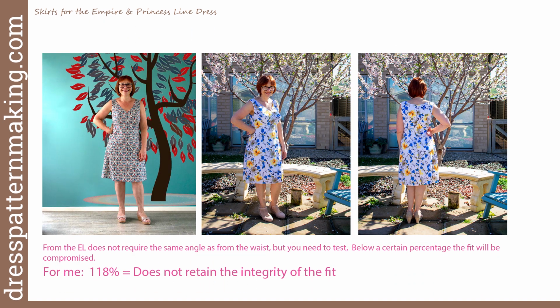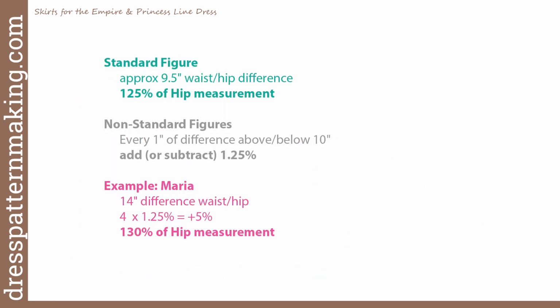The second thing is that you can go ahead and try a smaller percentage than I am giving. Feel free to do that. But, especially given that the shape of the empire line doesn't require as much flare as from the waist since it's higher up, there is a point where you will no longer retain the integrity of the fit. For me, at 118%, it is not right. It does not retain the integrity of the fit for my body. Although I have plenty of ease in the hip, I get bunching up around the bottom, above my bottom, and the fit and the shape are not ideal. It doesn't feel right, it doesn't fit right. So these are the amounts I suggest.